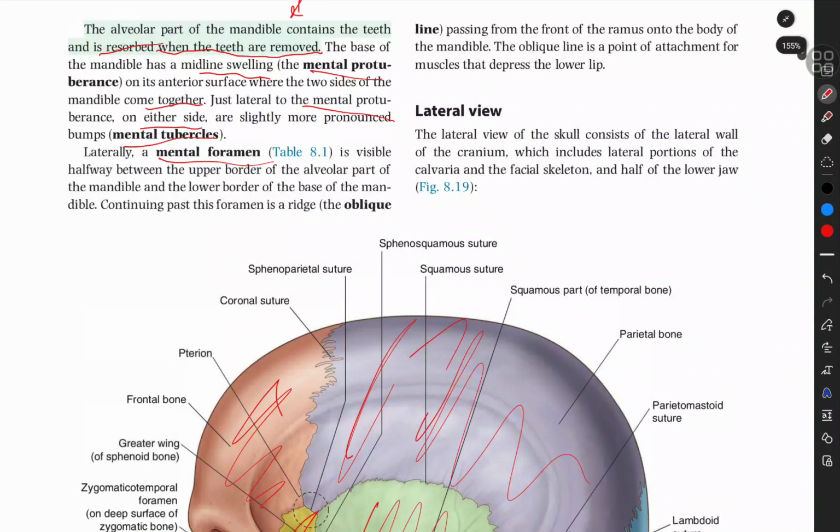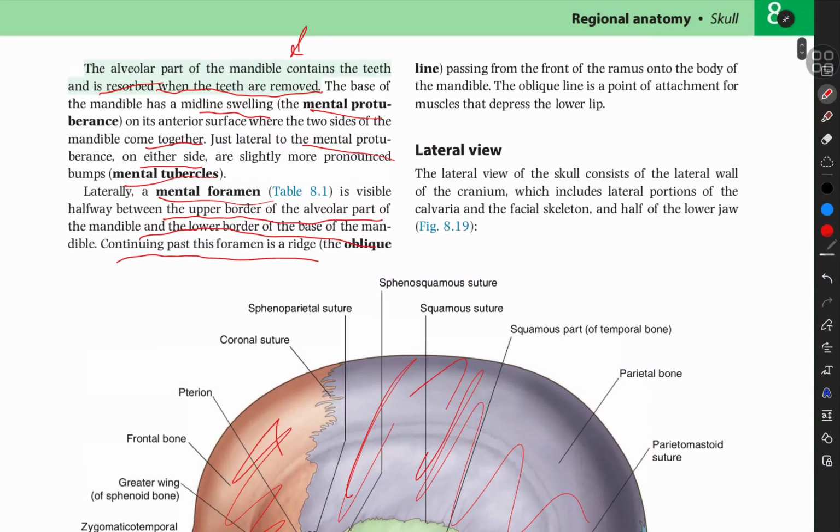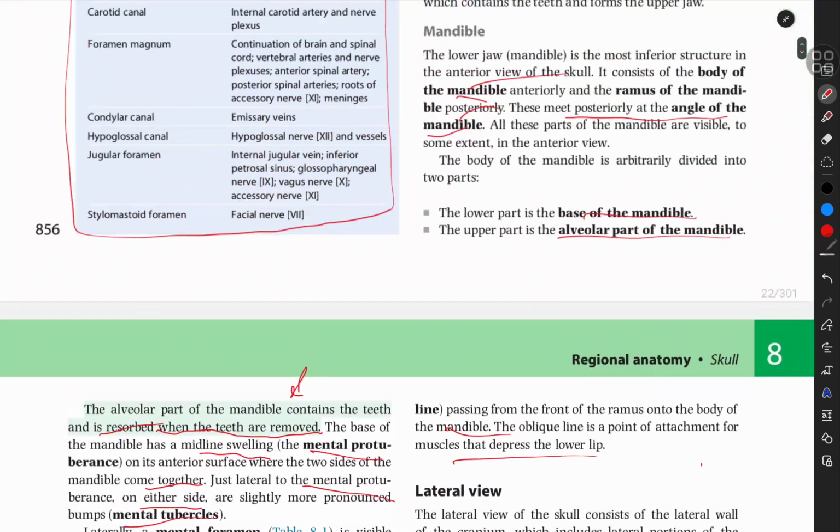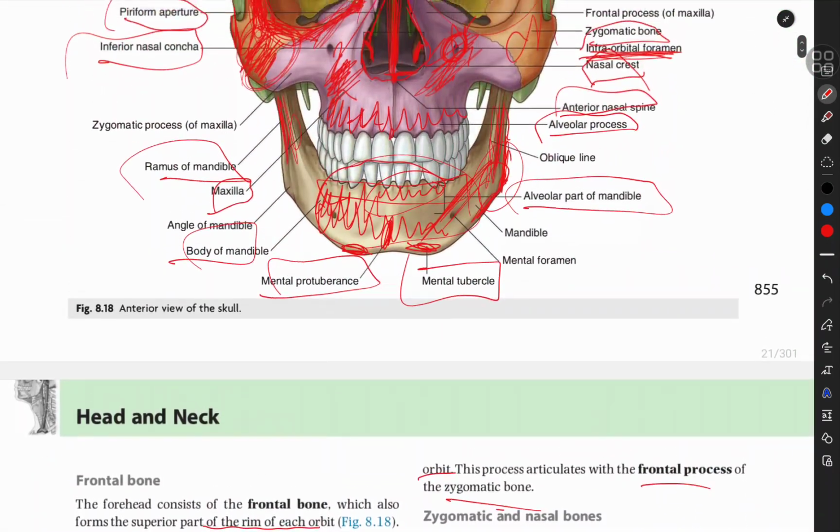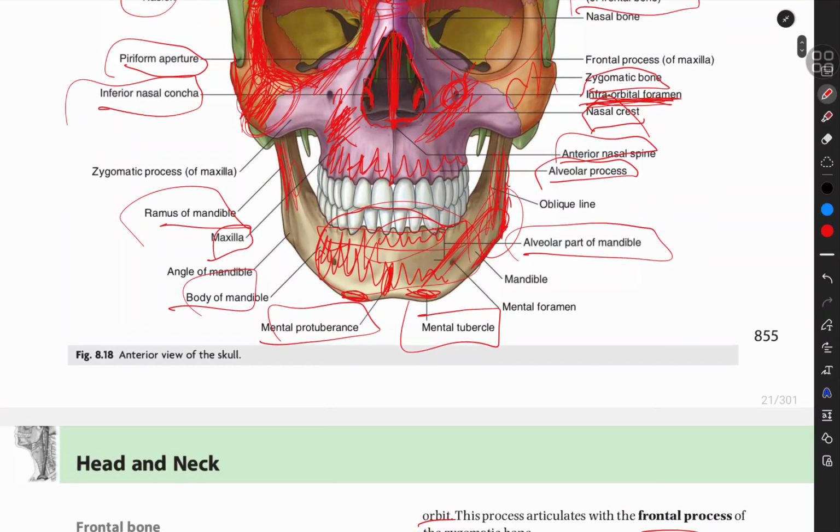Laterally, a mental foramen is visible halfway between the upper border of the alveolar part of the mandible and the lower part of the base of the mandible. Continuing past this foramen is a ridge, the oblique line, passing from the front of the ramus onto the body of the mandible. This oblique line is a point of attachment for muscles that depress the lower lip. I don't know if we can see any oblique line, but this is the mental foramen. And here is the oblique line. This one is the oblique line.